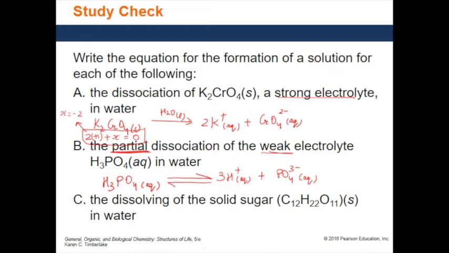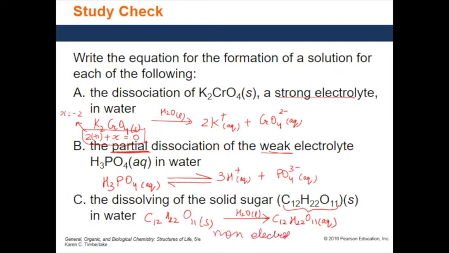Next is dissolving of solid sugar in water. Now, when you look at this molecule, this is not an ionic compound. So when you see that something is not ionic, you basically will only dissolve this in water. If this is solid in water, it will dissolve, and once it dissolves, it will become aqueous, but it will not dissociate. You can't break this into ions. So this is an example of a non-electrolyte solution, which the question is not asking for, but the question is only asking for this particular reaction.